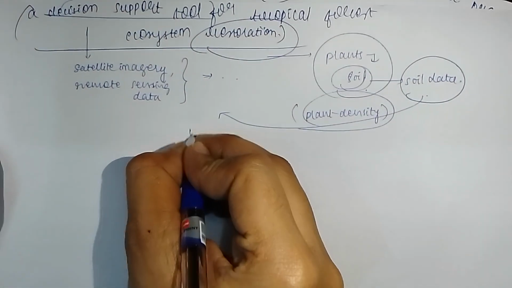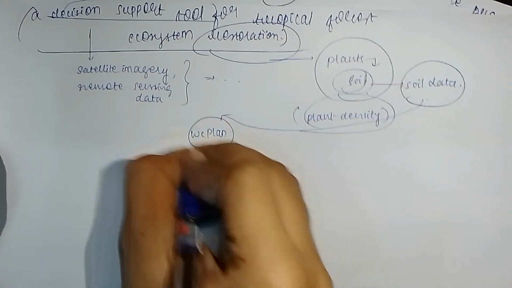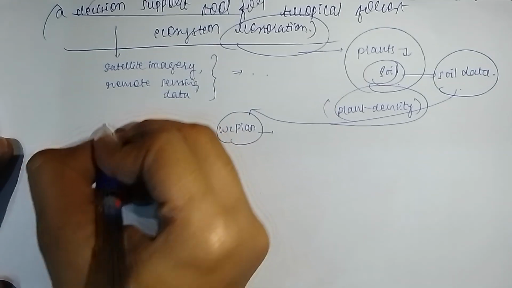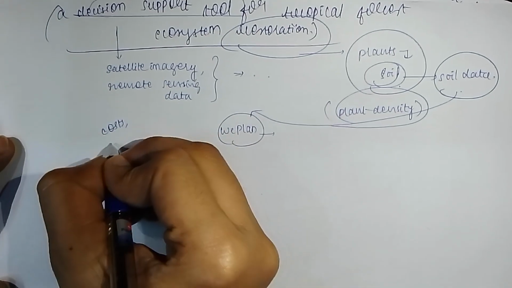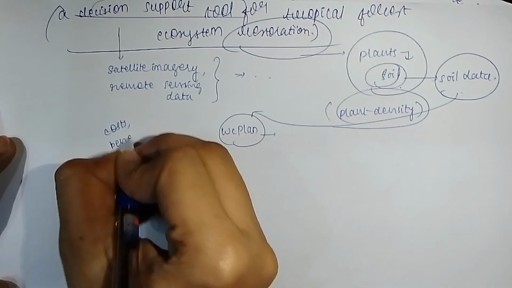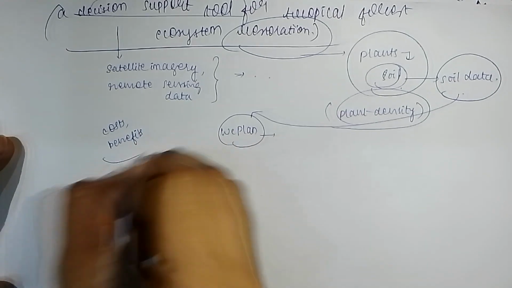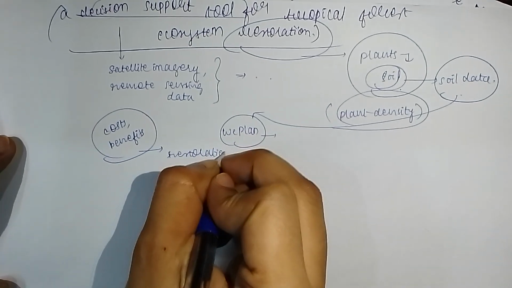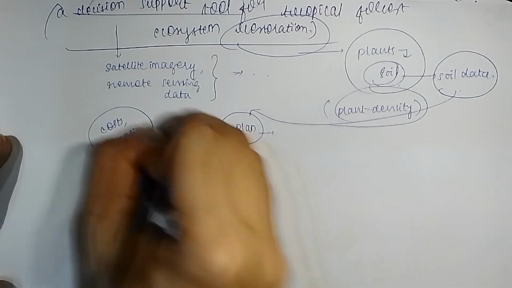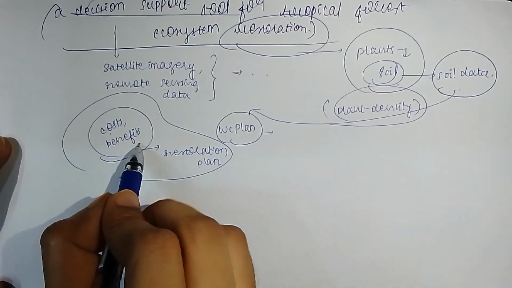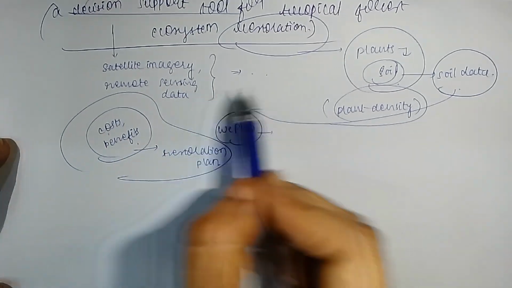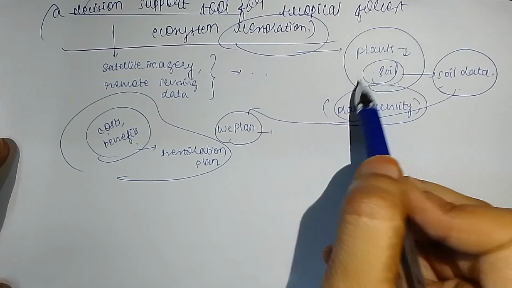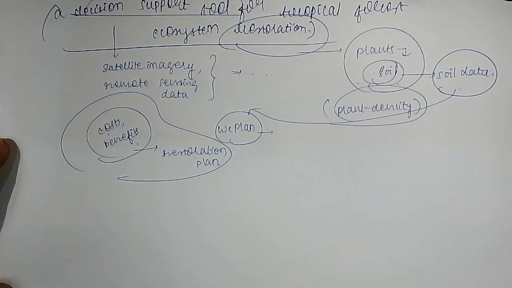So this vPlan basically focuses on climate change. In simple terms, you understand, it estimates the costs and it estimates the benefits of implementing a restoration plan. In order to estimate the cost and the benefits, we need to first understand which lands are more degraded, where the focus has to be more.